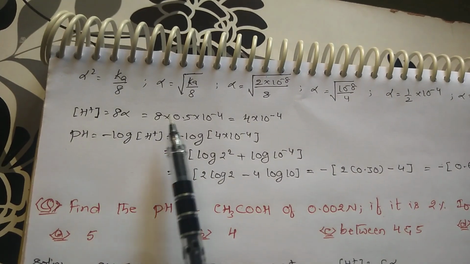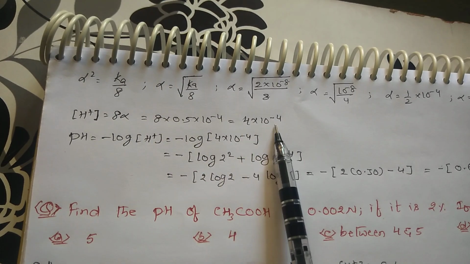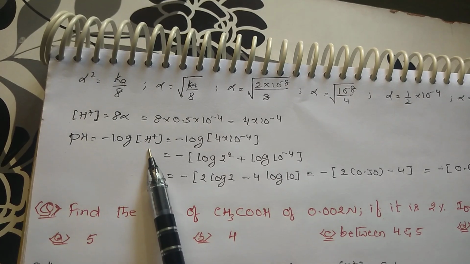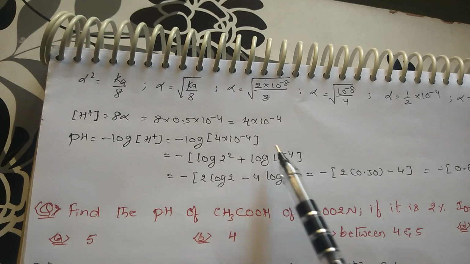But H plus is 8 alpha. So it is 8 into the alpha value, 0.5 into 10 power minus 4. So it becomes 4 into 10 power minus 4. This is the H plus. For this you should find out the pH. So pH is minus log of H plus concentration, it becomes minus log of 4 into 10 power minus 4.